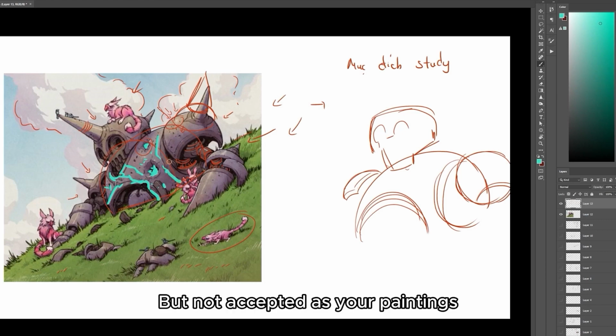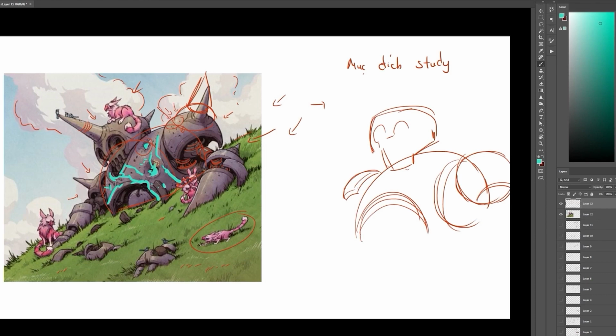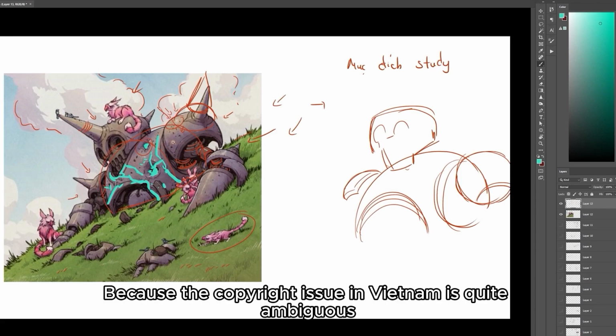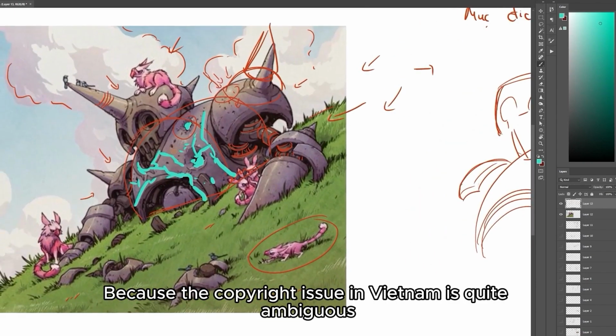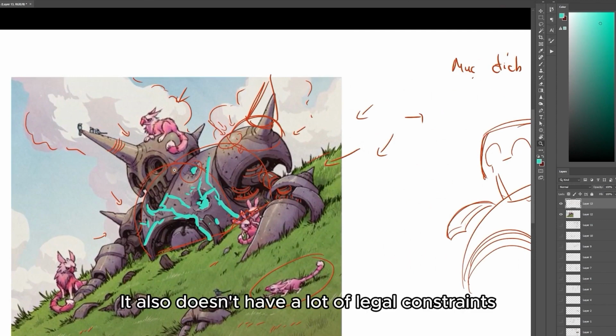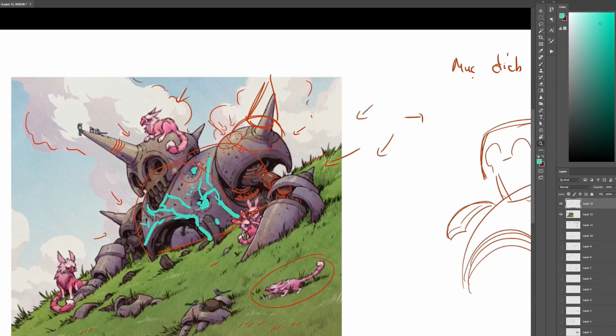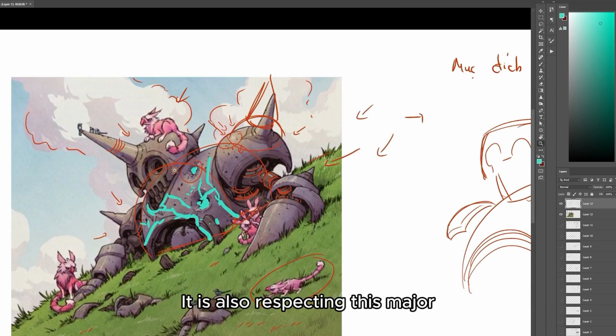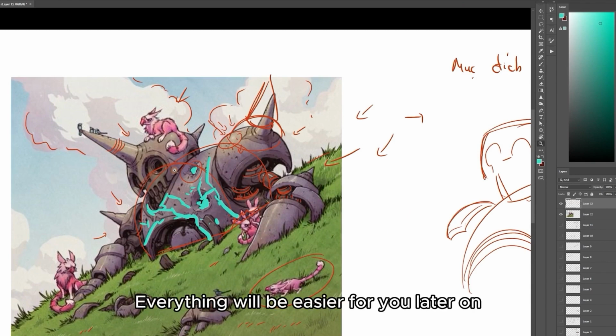But it is not accepted as your painting. Studying pictures is just study. You cannot make it your copyright. Remember it, because the copyright issue in Vietnam is quite ambiguous. It also doesn't have a lot of legal constraints. So in the art community, we respect each other. It is also respecting this major. Everything will be easier for you later on.